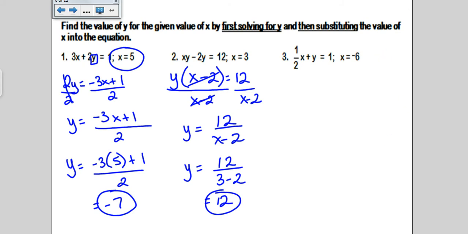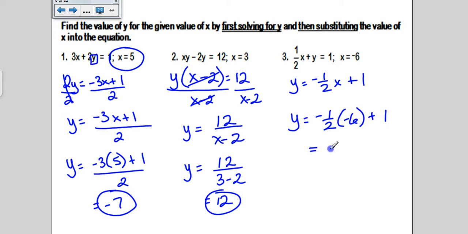Let's talk about number 3. 1/2 x plus y equals 1. We need to solve for y. That's really easy to solve for. I'm just going to subtract the 1/2 x over. And that's almost done. Last thing we need to do is plug in x equals -6. So we have -1/2 times -6, and then add the 1. So let's see. That becomes a +3 plus 1, which is a 4.